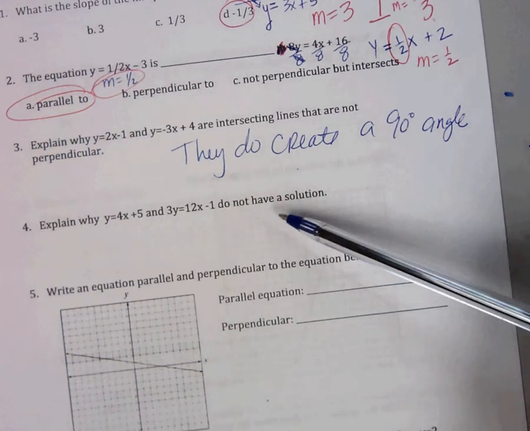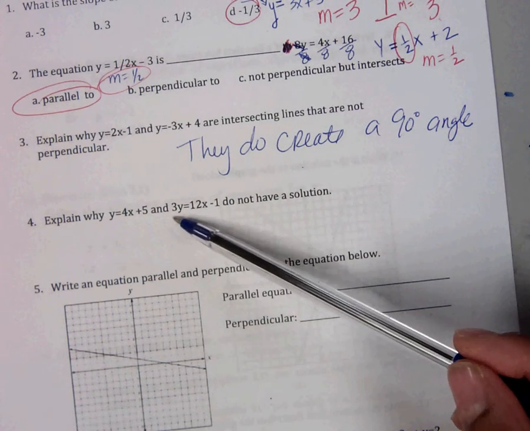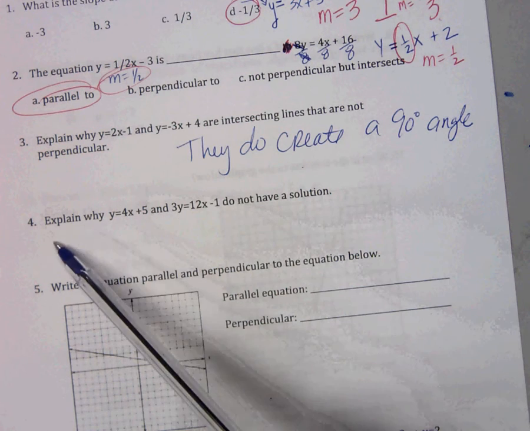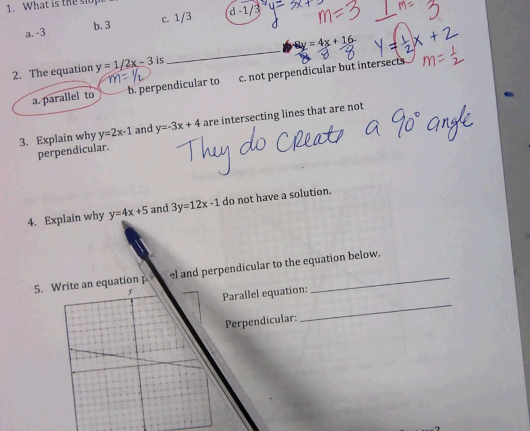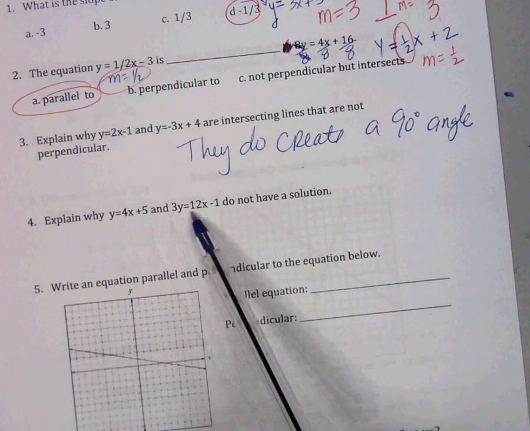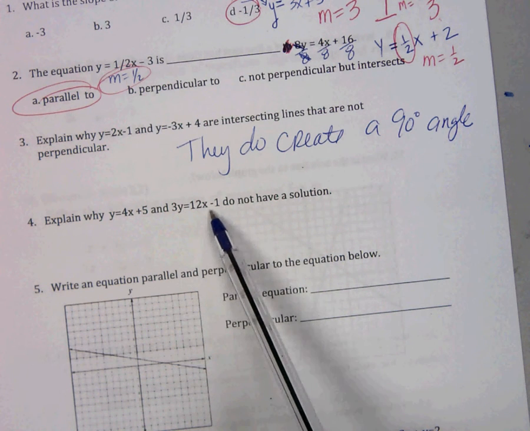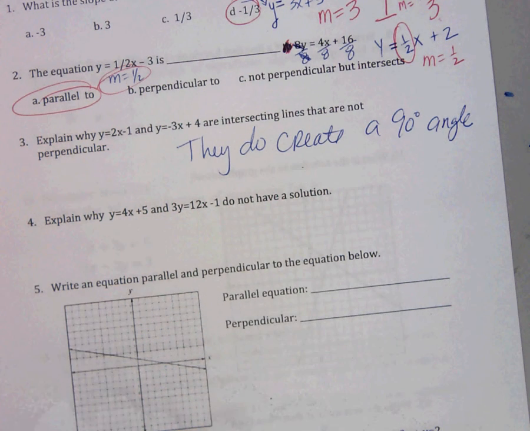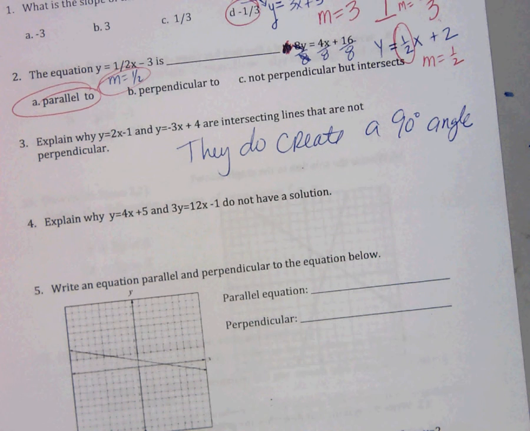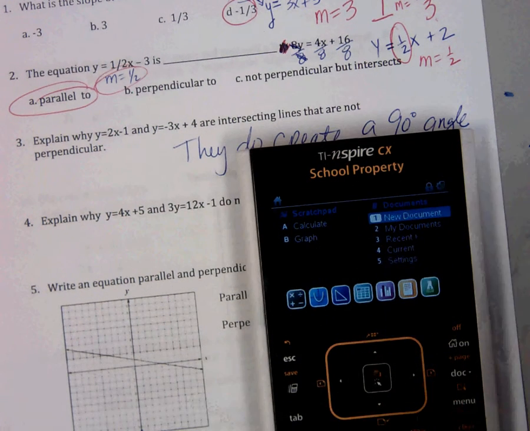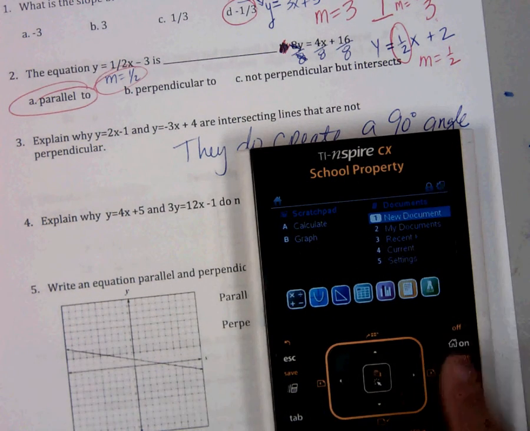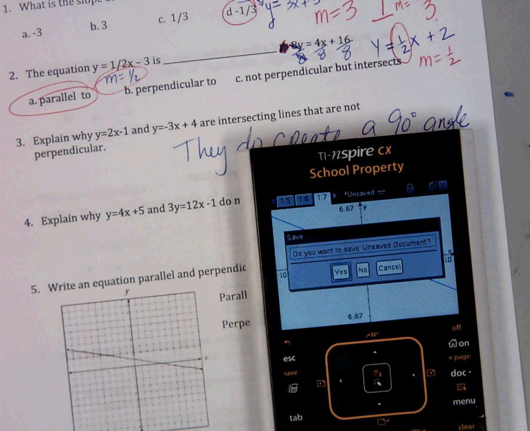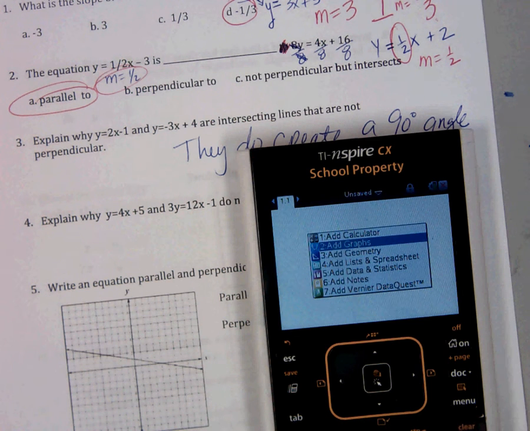Number 4, explain why y equals 4x plus 5 and 3y equals 12x minus 1 do not have a solution. So we can graph it by hand, or we can use a calculator. So I'm going to do that. I'm going to start at the home screen, hit new document. I'm going to tell the calculator no, I don't want to save. I'm going to go to the graph.